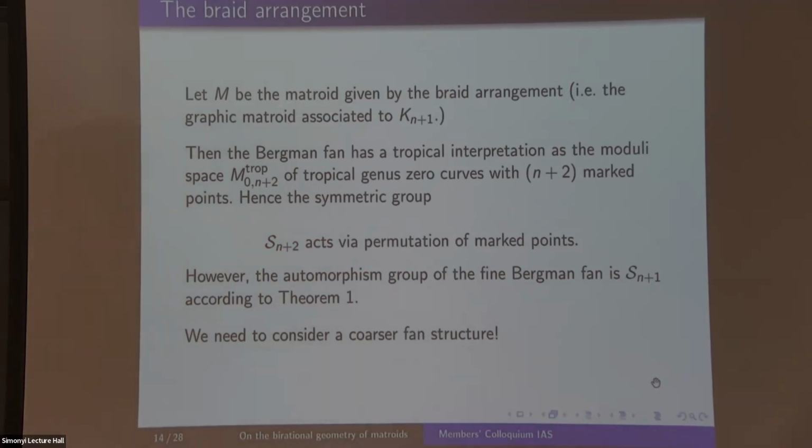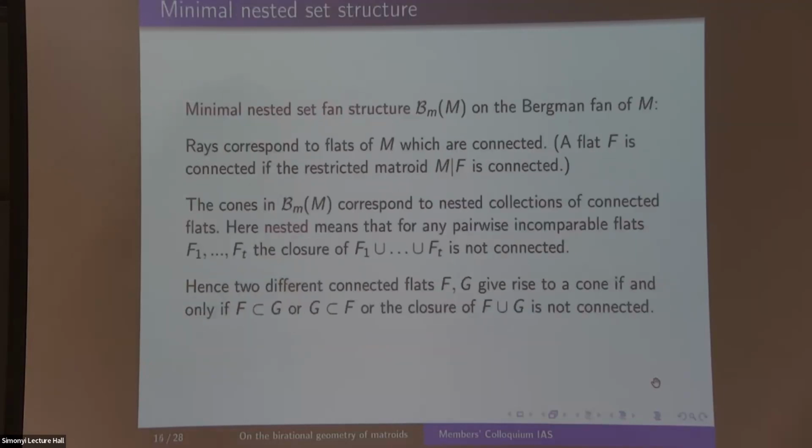Okay, and the answer is the fine fan structure just doesn't do it in this case. We need something which is bigger than the automorphism group of the matroid. And in geometry, you find this by considering a coarser fan structure. The coarser fan structure we need to consider is what people call the minimal nested set fan structure. I think this is terminology due to Feichtner and Sturmfels, who looked at these nested set structures in a very famous paper. And what is that? Let me explain what it is, and then we will look at it in an example.